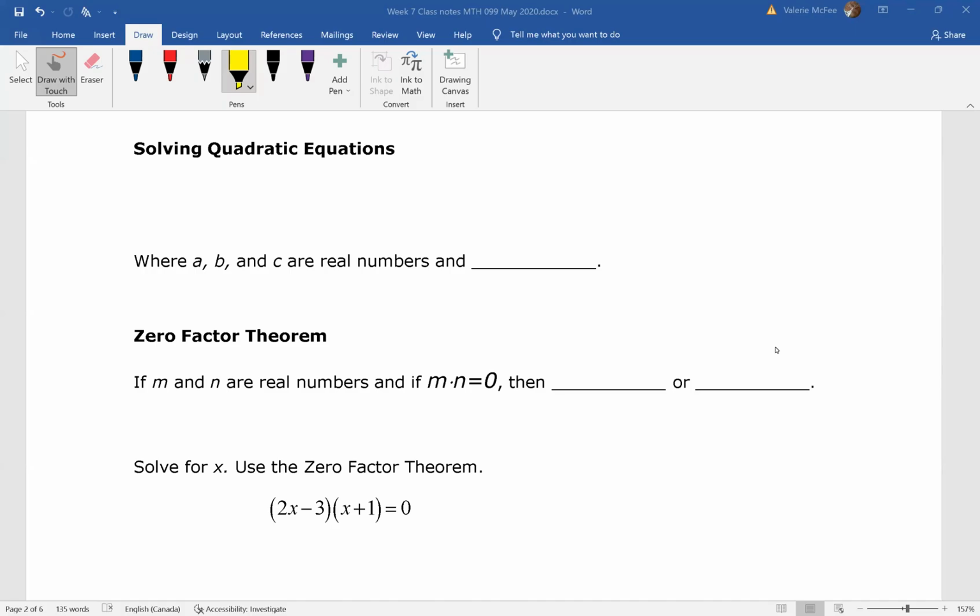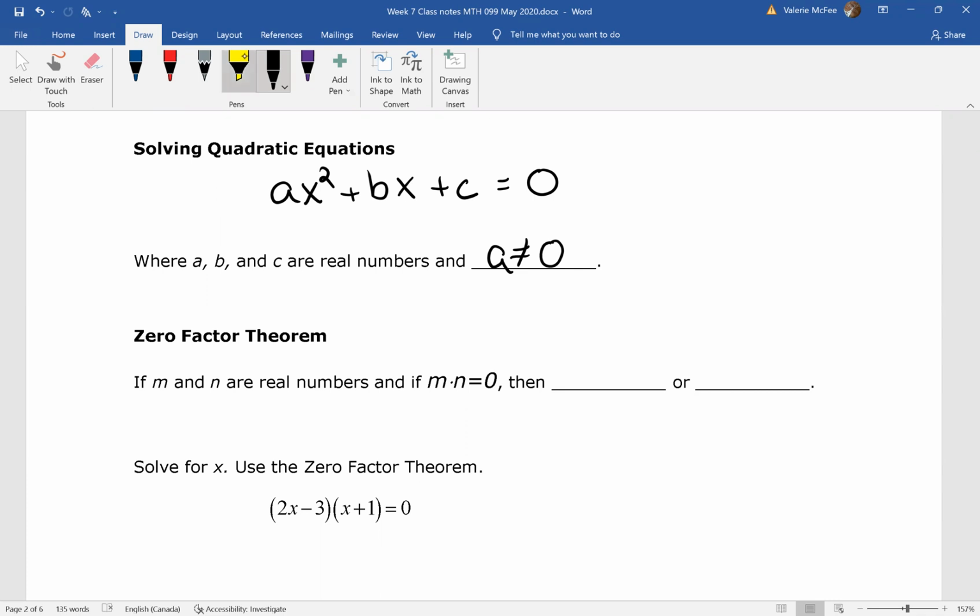For this lesson, we want to talk about solving quadratic equations. Now, remember, when we have a quadratic equation, we have that form of ax squared plus bx plus c. And in this case, we're going to say it's equal to 0. Remember that a, b, and c have to be real numbers, and a, that leading coefficient, cannot equal 0.